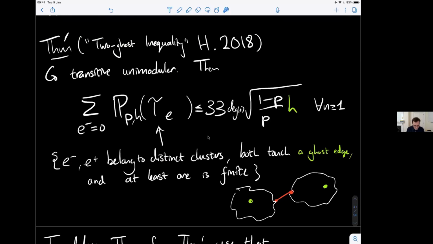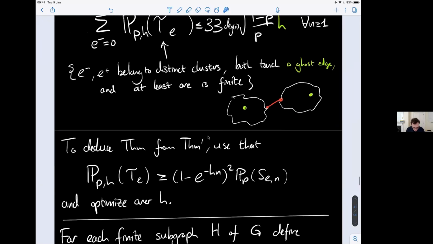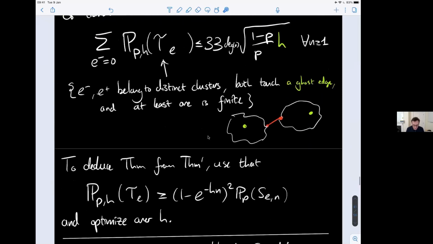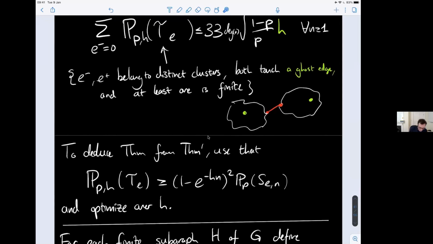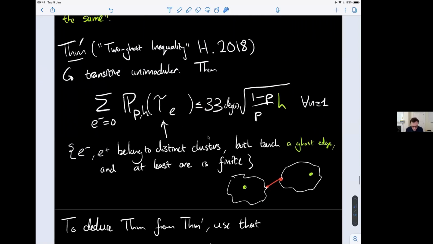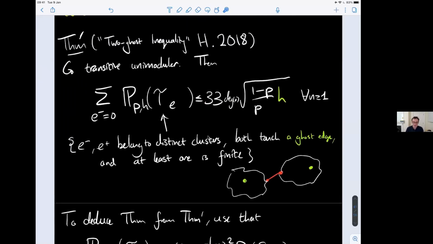Okay? And once you have this inequality, you can deduce the original version of the theorem from it, by a totally elementary calculation, just by using the probability of this event defined in terms of the ghost. If this event S holds, then the volumes are both large, so you have a reasonably good probability of getting a ghost, at least when the parameters are tuned correctly. But you get 1 minus e to the minus hn, and then squared because there's two clusters. So, if you use this inequality, you upper bound this probability using this theorem, and then you optimize over the choice of h, and basically just take h as 1 over n, then you get the inequality that was written before.